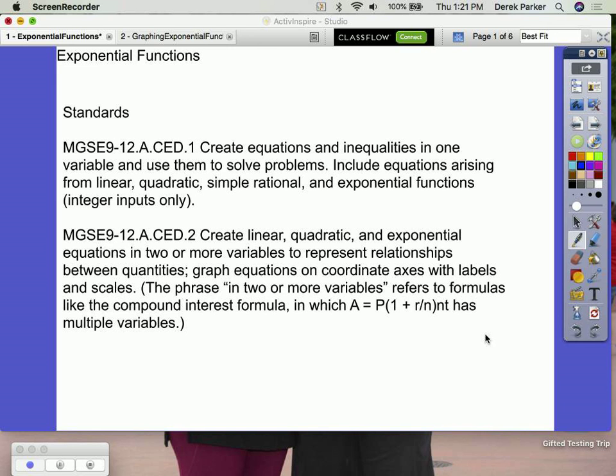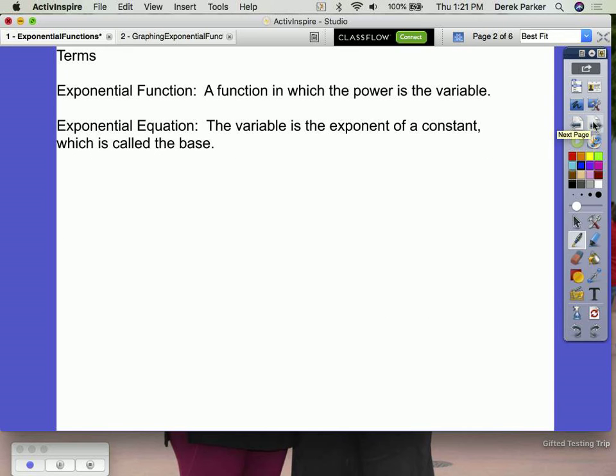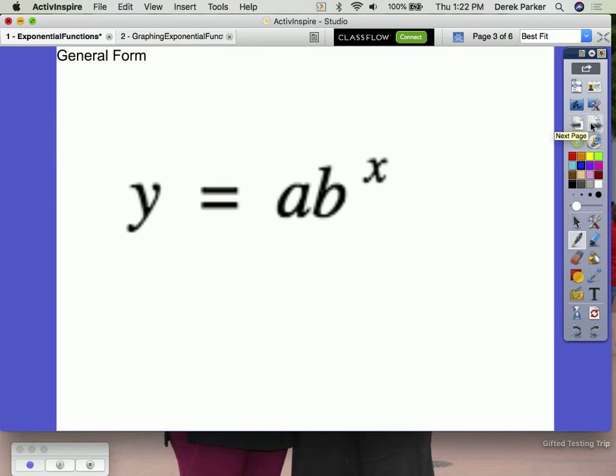In the first standard of Unit 4, we're going to be dealing with exponential functions. An exponential function is a function in which the power is the variable. The variable is the exponent of a constant, which is called the base. Here's an example of an exponential function: y equals a times b to the x power.